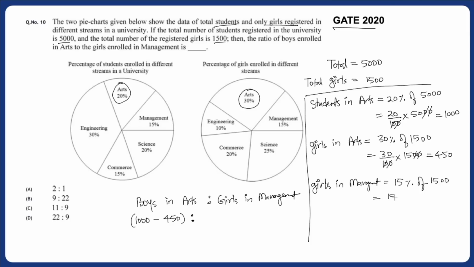So that becomes 15 upon 100 multiplied by 1,500, and if you solve this, this will give you 225. So you got the number of girls in management as 225. Now that's the only ratio which you have to calculate.